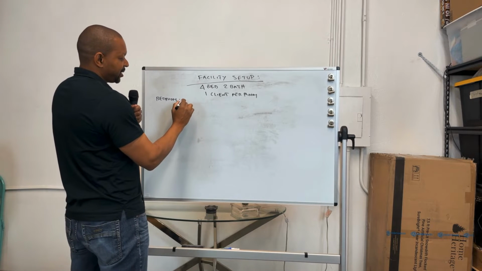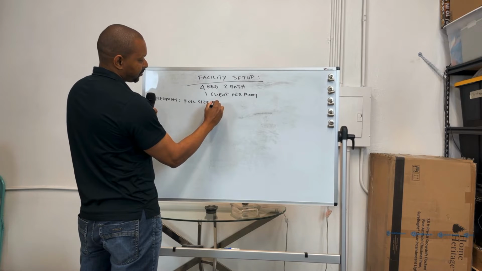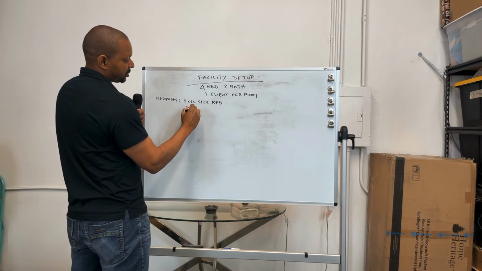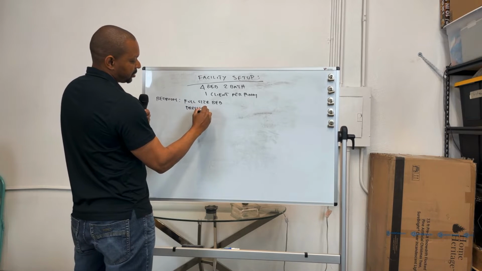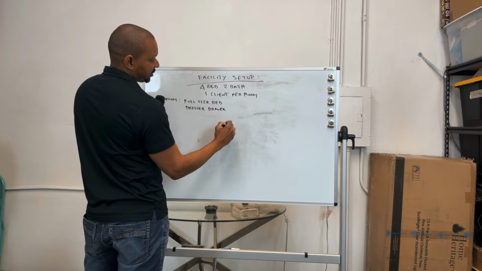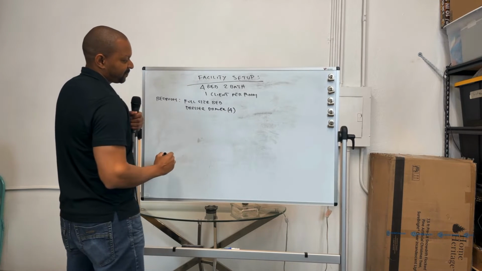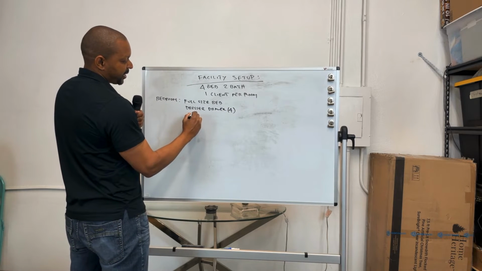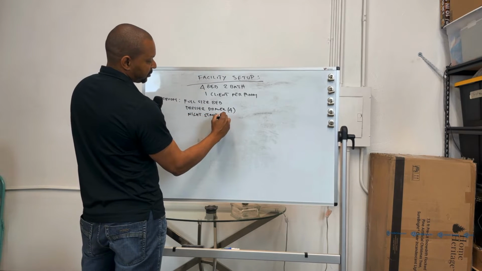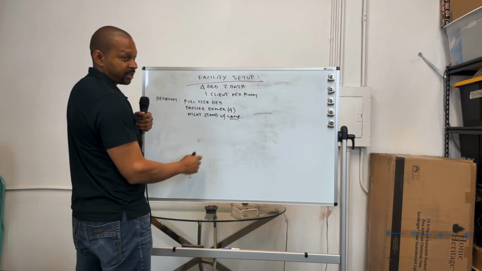So in a bedroom, I want a full-size bed. I want a dresser drawer. I want it to be the 4 drawer. We want a nightstand with lamp. Lamp is the key. You have to have a lamp on there.